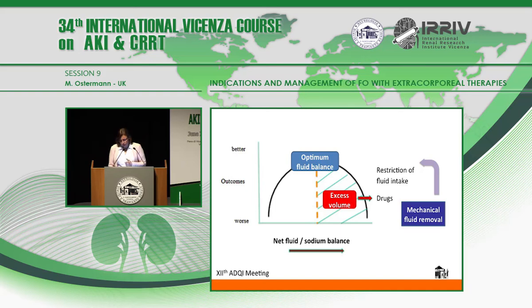With regards to fluid overload, there are three main therapies which should be considered in a stepwise manner. We all felt that restriction of fluid intake should be the first-line therapy when dealing with somebody with fluid overload. The second-line approach should be diuretics, and the aspects of diuretics were summarized in the previous talk. As a third step, especially if diuretics failed, then extracorporeal therapy should be considered, and it should be a crucial part of the therapy of patients with fluid overload.